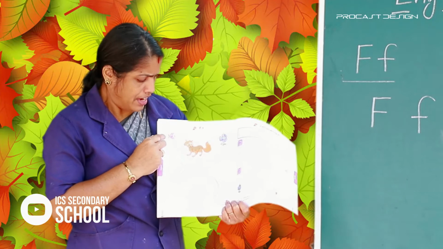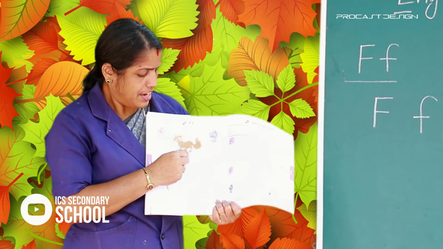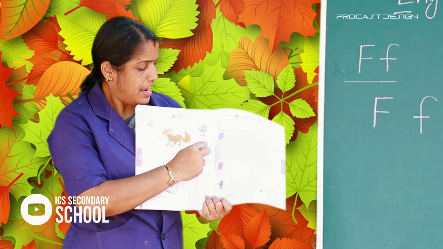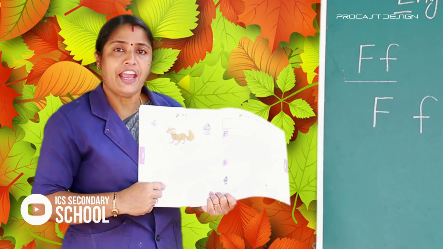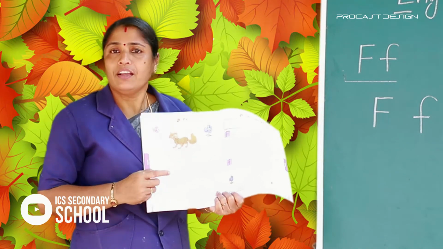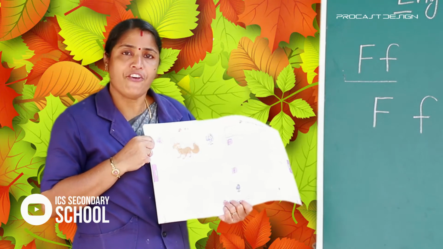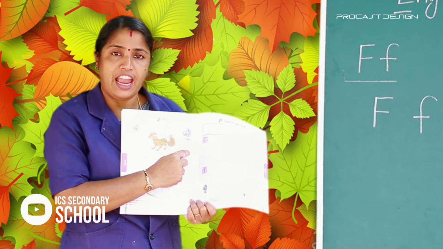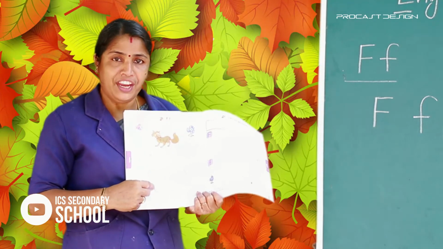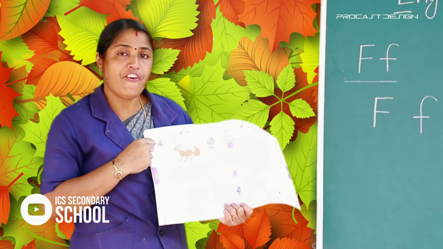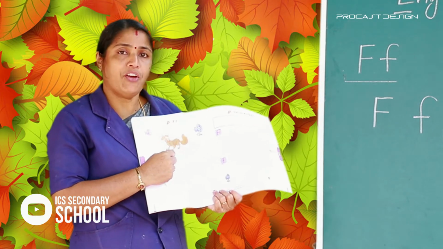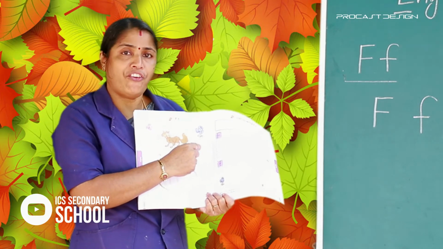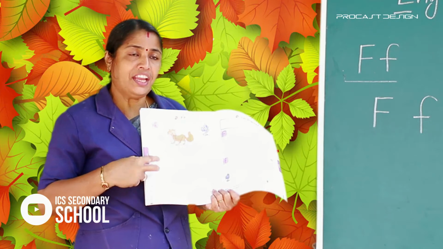Say with me. F for fish. F for fox. F for fan. F for fig. All of you loudly say. F for fish. F for fox. F for fan. F for fig.